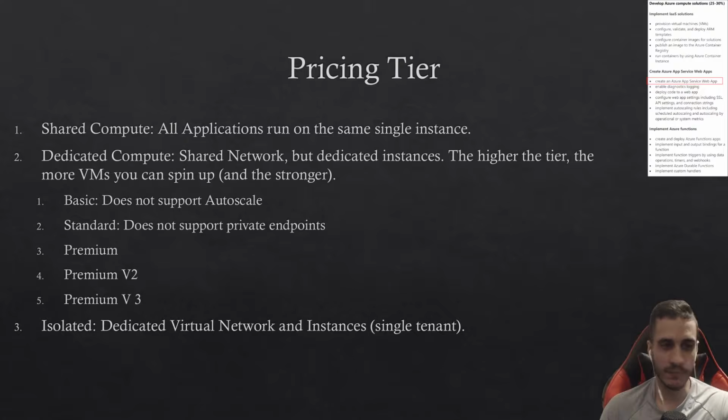So just to touch on them briefly, we have the basic tier, which does not support Autoscale. We have the standard tier, which does not support private endpoints. And then we have the premium tiers, which do support Autoscale. They do support private endpoints. And the higher you go in versions, the stronger VM specs you get access to.